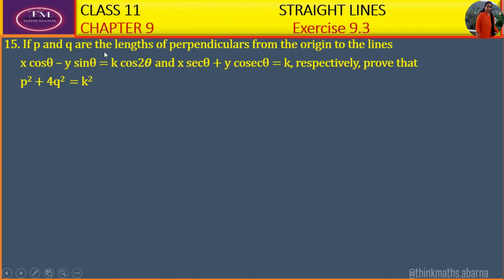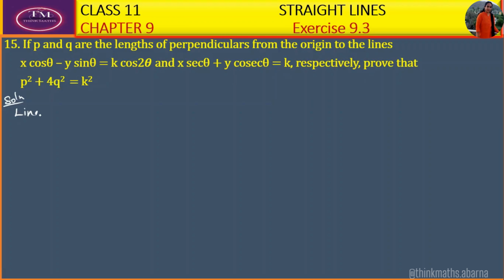If P and Q are the lengths of the perpendicular from the origin to the lines x cos theta minus y sin theta equal to k cos 2 theta, and x secant theta plus y cosecant theta equal to k respectively, prove that p square plus 4q square equal to k square. So there are two lines. These are the two lines. They gave the length of the perpendicular as p and q. If it is so, we have to prove this equation. Clear? So let me start the solution.